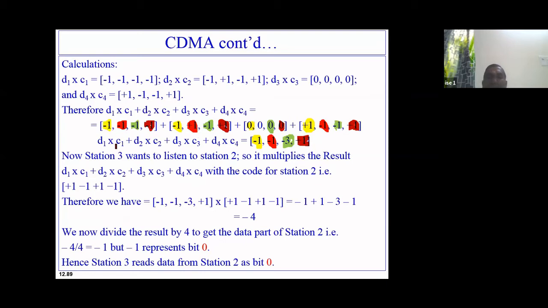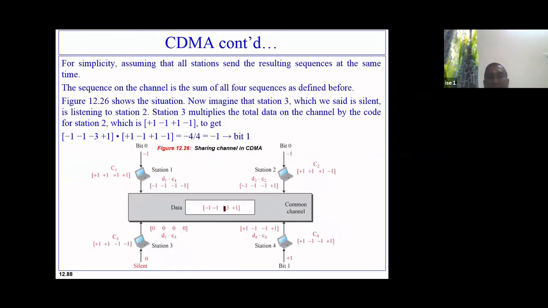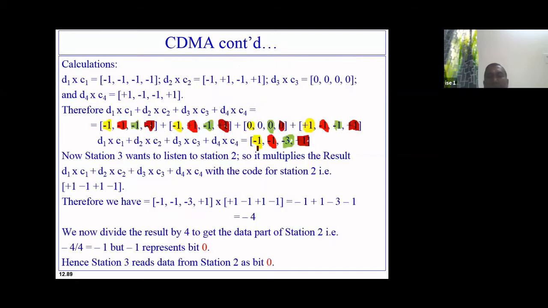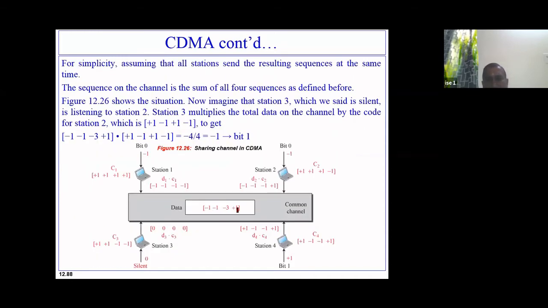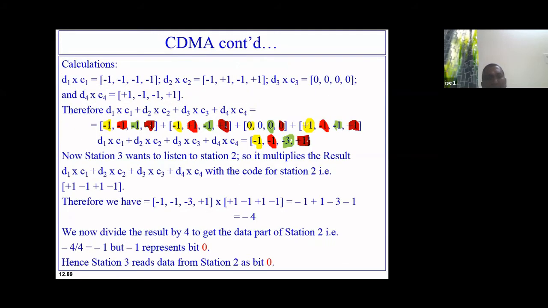That means sum of data from all the chip codes from all the centers. So this is nothing but minus 1, minus 1, minus 3, plus 1. So this is what I have got: minus 1, minus 1, minus 3, plus 1.